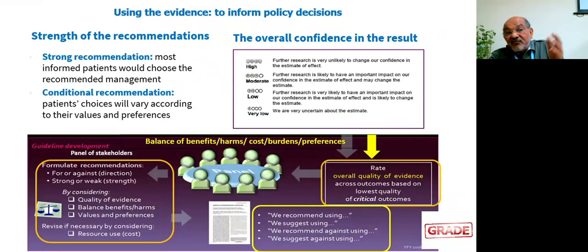And what is the confidence in the result? So any well-written policy document will give you the numerical data and say, strong recommendation, high certainty evidence, or strong recommendation, moderate certainty evidence, or conditional recommendation, high, moderate, whatever. These 2 will be there.